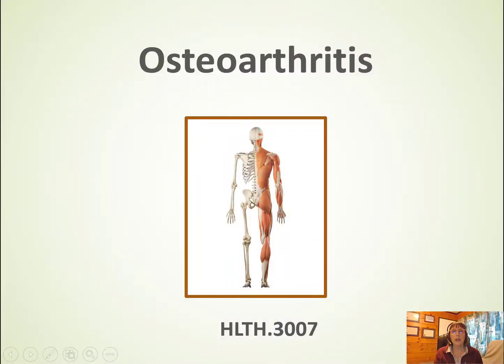In this series of presentations, we're going to be looking at the conditions associated with the musculoskeletal system, and they include osteoarthritis, rheumatoid arthritis, and osteoporosis. But before we start, it's worth pointing out that there are approximately 140 arthritic conditions. Each one presents a little differently and may affect a different part of the musculoskeletal system. But let's start now with osteoarthritis.